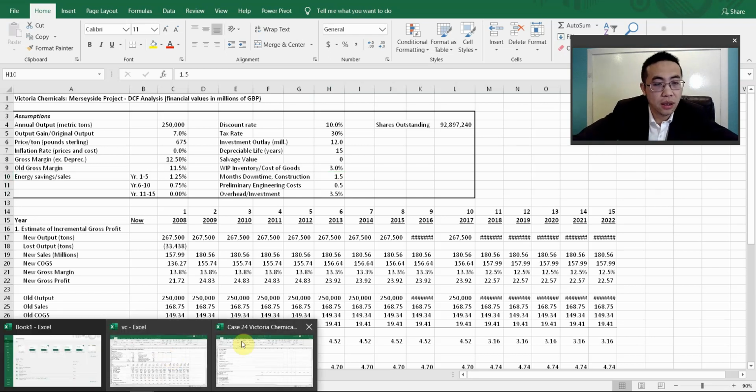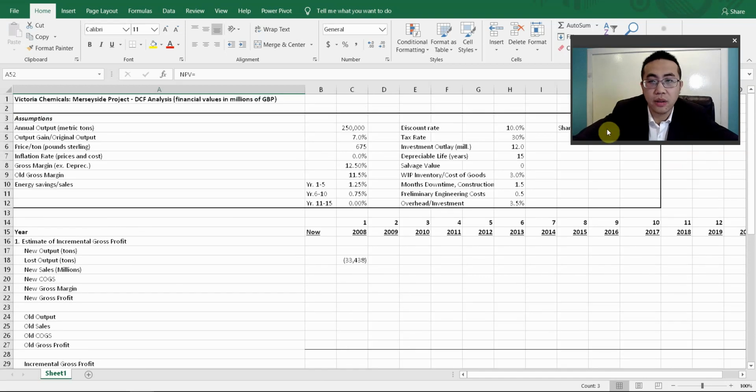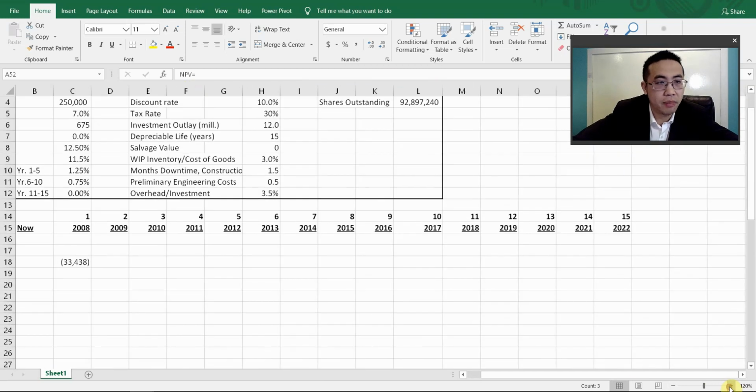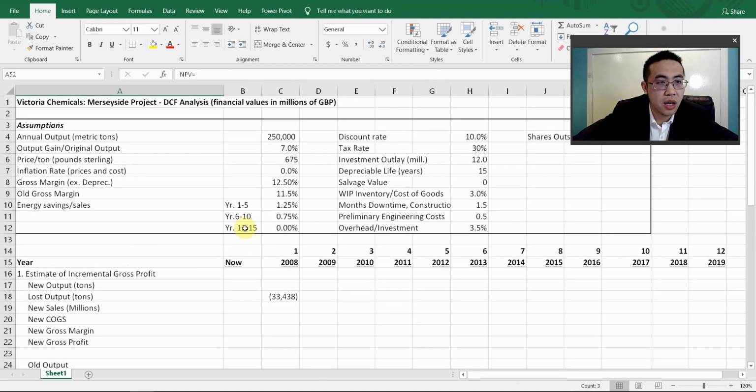Okay, so let's get started. What you see here, the information is telling you that this company has an annual output which is pretty consistent at 250,000 tons of chemicals. And you also have the output gain, which is 7%. The price per ton is measured in British pounds. It's 675 pounds. The inflation is 0%, which is good for us. We don't have to deal with the price change from year to year.